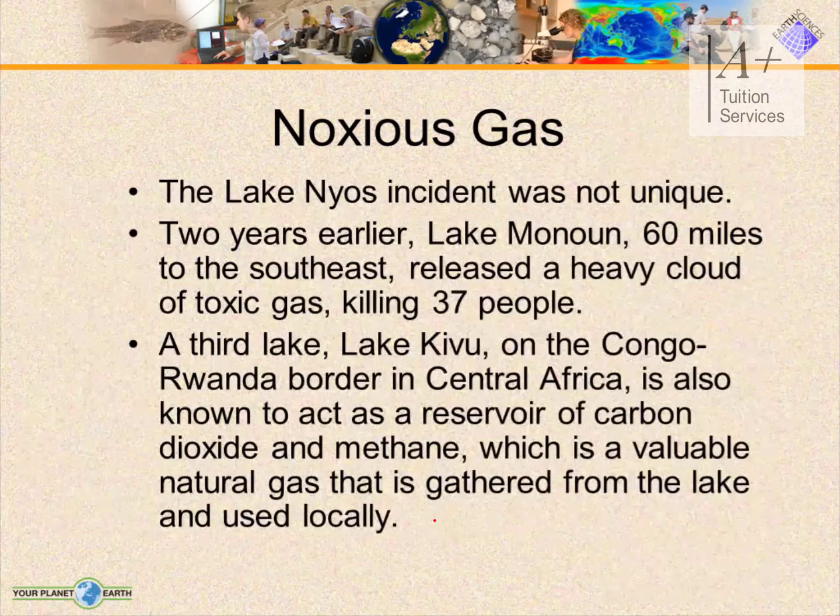So the Lake Nyos incident was not unique. Two years earlier, Lake Monoun, 60 miles to the southeast, released a heavy cloud of toxic gas, killing 37 people. A third lake, Lake Kivu, on the Congo-Rwanda border in Central Africa, is also known to act as a reservoir of carbon dioxide and methane, which is valuable natural gas that is gathered from the lake and used locally. So people now use this carbon dioxide and methane gas for other purposes, right? Maybe to generate electricity, to use in vehicles, etc.